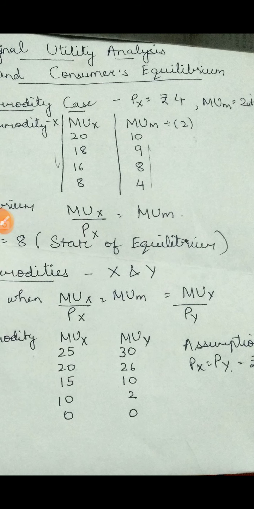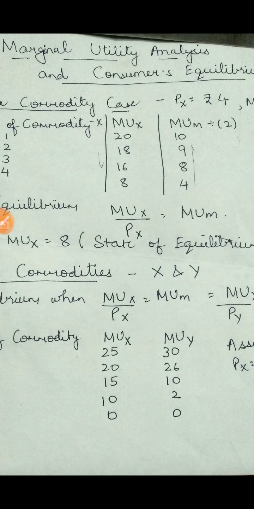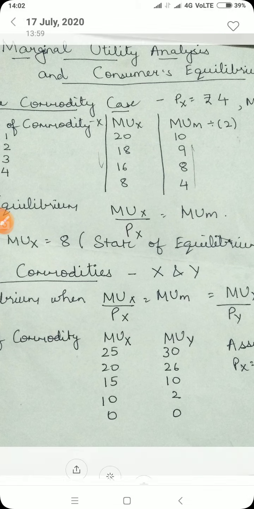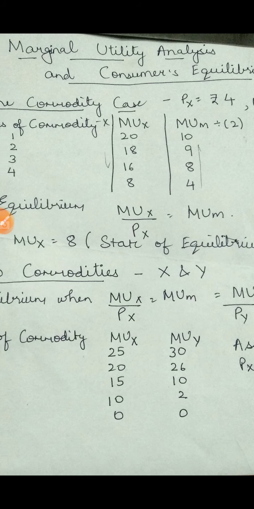So when we calculate per unit for x, we will get marginal utility of money for good x as 20 divided by 2, it comes out 10. Then 18 divided by 2, it comes out to be 9. 16 by 2, 8. Likewise 8 divided by 2, it is 4.